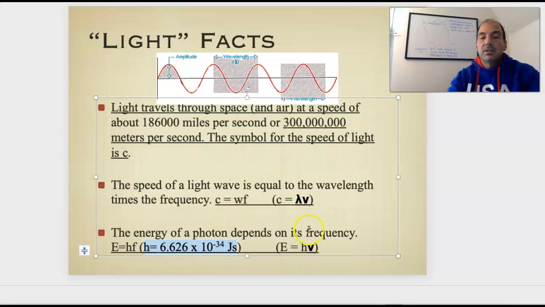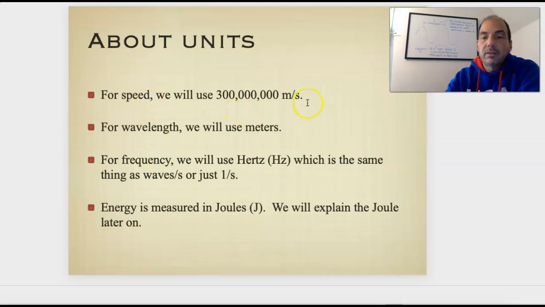Okay? These two equations are essentially the big part of tying the whole idea of light, of the light being given off by something back to the electron. So relating that neon light's color back to the idea of its electron configuration. So we're going to talk about that next. But first, make sure you understand about the units of these things. Speed is going to be measured in meters per second. So we're always going to use 300 million meters per second.